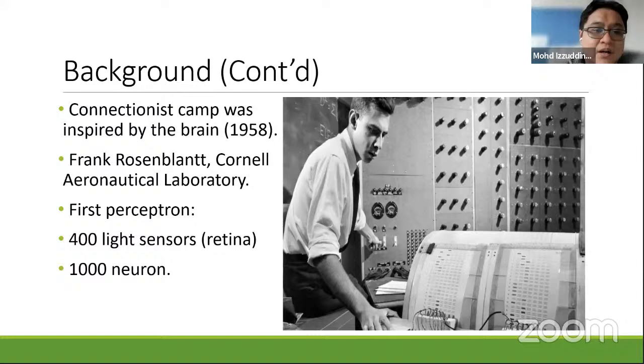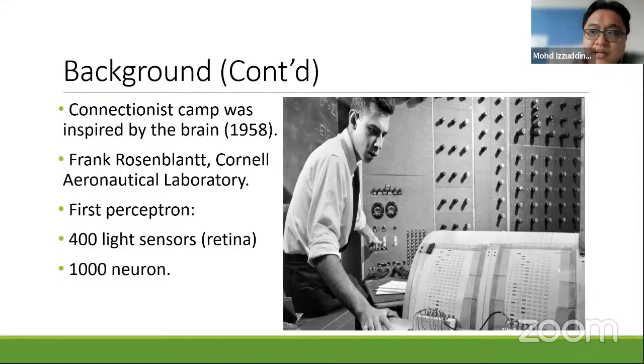Okay, more on the background. After that, we have a different camp, which we call the connectionist camp. They use a different approach to artificial intelligence, inspired by how the brain functions. It was in 1958, two years later, led by Frank Rosenblatt, a PhD student at Cornell University, specifically the Aeronautical Lab. He was funded by the US Navy to come out with a system that can recognize objects. He came up with the perceptron, neurons that simulate how the brain works.